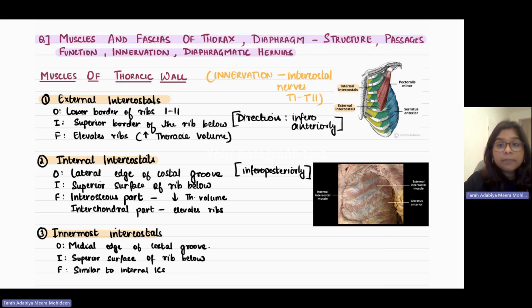Now, the third muscle that we're going to talk about is the innermost intercostals. They're very similar to the internal intercostals in terms of function, origin, and insertion. It's just that they originate medial to the origination point of the internal intercostals. And I've also attached a dissection picture here. You can just go through it.